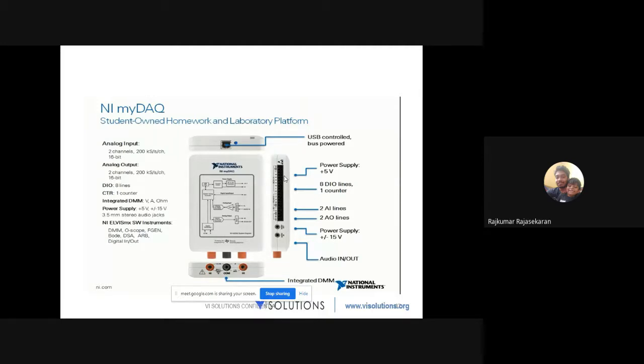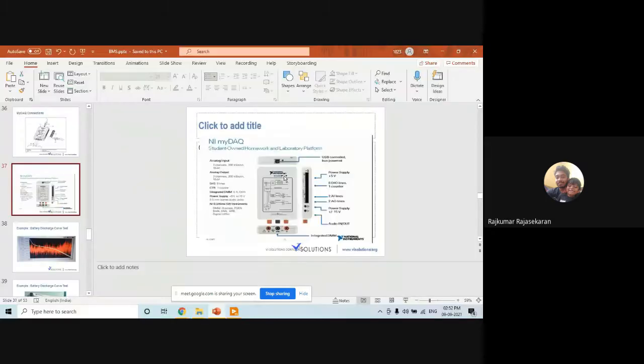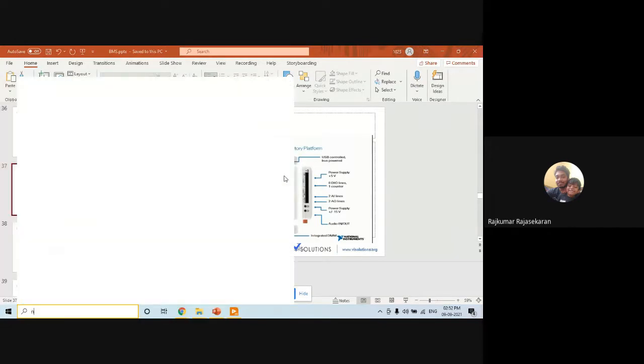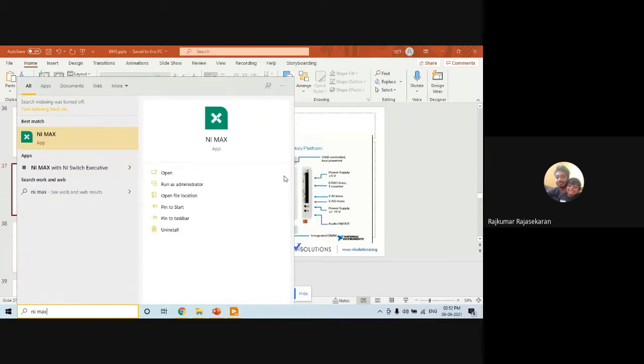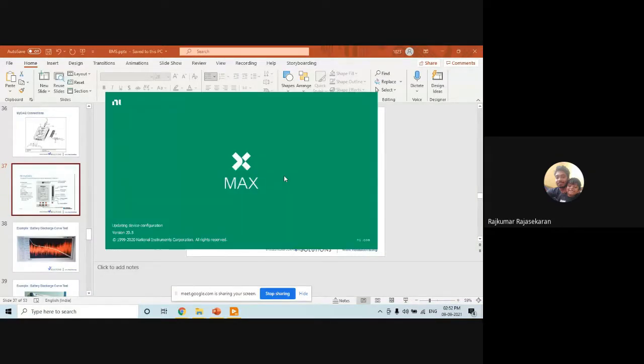Alright, so it's going to have its own specification. Let's see how we can set this data acquisition hardware up. Then we'll see what things we can do by using this hardware and how to make measurements using LabVIEW and so on and so forth. So right now I just connected my DAC hardware to my computer via USB.